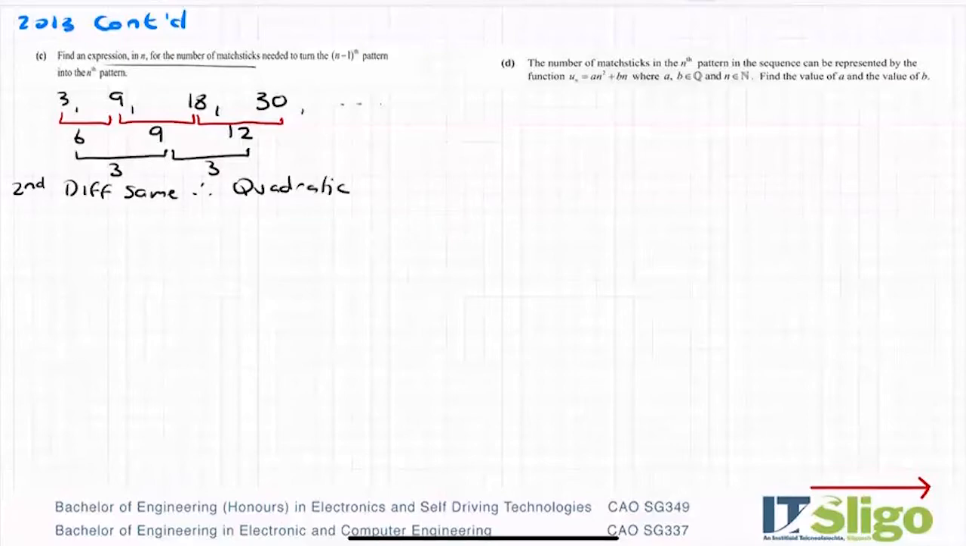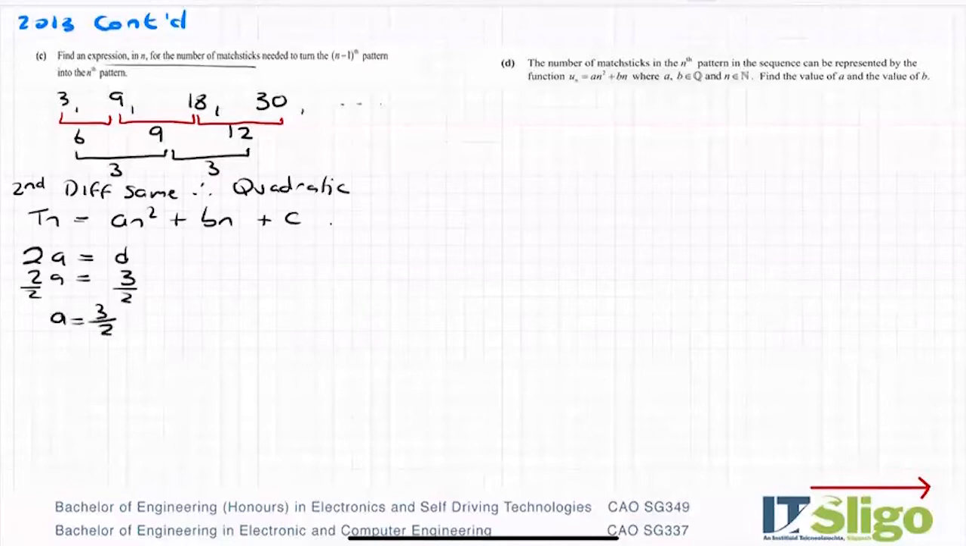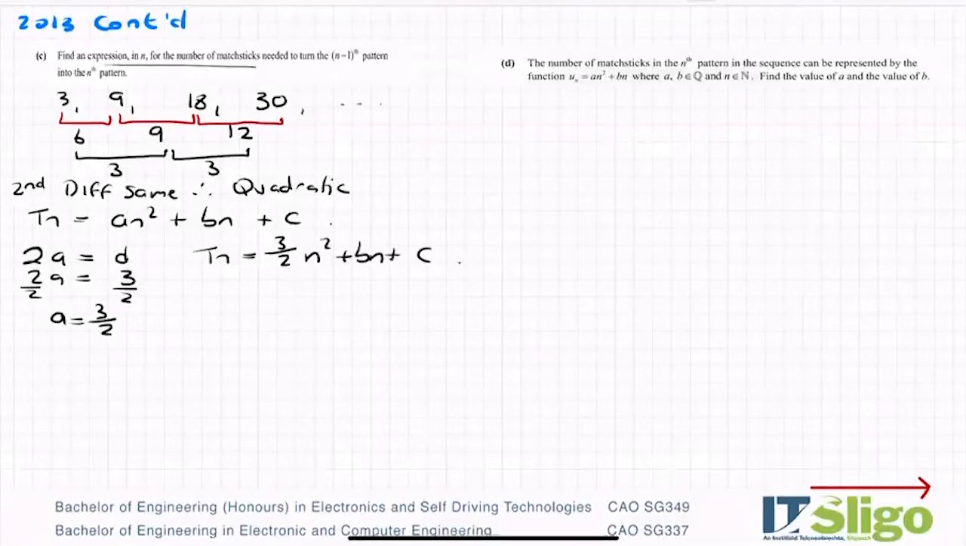And you're looking at Tn being equal to an squared plus bn plus c. Remember that 2a is equal to the common difference. So our 2a is equal to 3, divide across by 2. So our a is equal to 3 over 2. Not as nice as the last one. I have 3 over 2 n squared plus bn plus c. And then I set up my T1 and T2 just like I did on the last one.